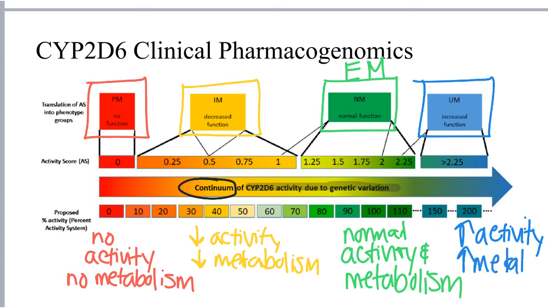Said another way, poor metabolizers do not metabolize codeine at all. Intermediate metabolizers metabolize codeine more slowly. Normal metabolizers do so on an extensive basis, meaning it's fully metabolized. And ultra-rapid metabolizers convert codeine to morphine much more rapidly than normal.